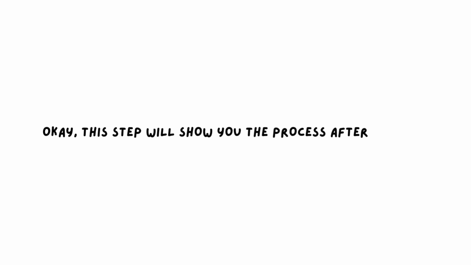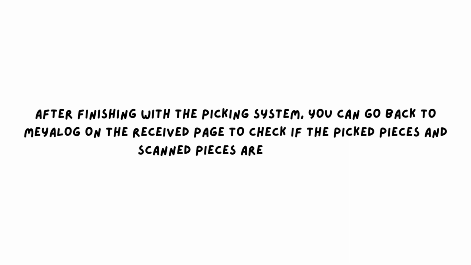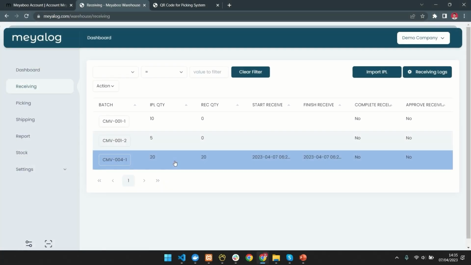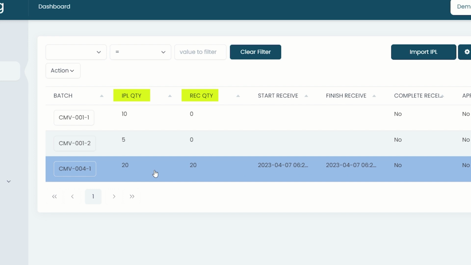Okay, this step will show you the process after product picking is complete. After finishing with the picking system, you can go back to Meyalog on the receive page to check if the picked pieces and scanned pieces are the same. For example, in IPL number CMV41, the IPL quantity and received quantity have the same amount. This means that the received quantity already matches the IPL quantity. If you are still wondering, IPL, or inbound packing list, quantity is the amount of quantity that needs to be picked, and received quantity is the amount of quantity that has been scanned.